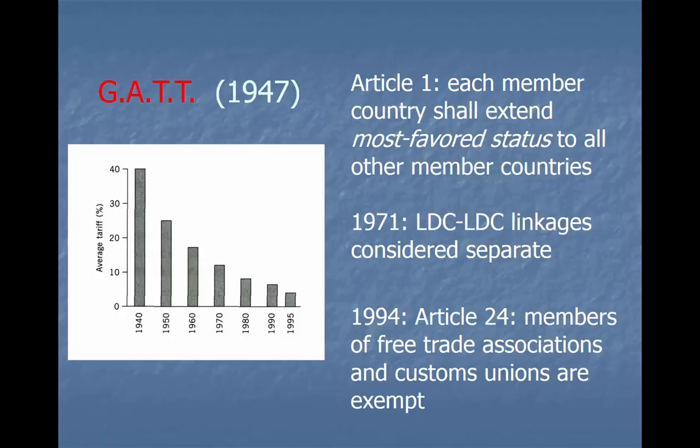Now in 1994, we're going to get Article 24. And this says that members of free trade associations and customs unions are exempt. So, Canada, United States, Mexico, part of NAFTA, which is going to start January 1995, they can get each other better breaks on agreed items that does not have to be extended to the other members of the GATT community.